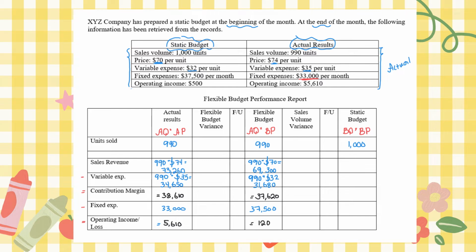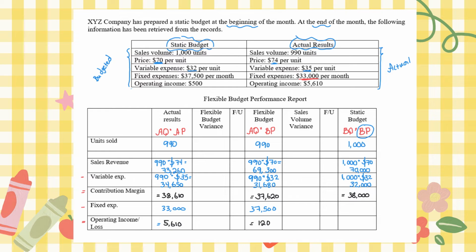So I need to multiply 1,000 by the budgeted price, which is 70 for the sales. For the variable expenses, I need to multiply 1,000 with 32. And contribution margin, it's sales less variable cost, so 70 less 32. Now for the fixed expenses, here I need budgeted quantity by budgeted price. Again, fixed expenses are constant in total regardless of the quantity, so I need to look at this part.